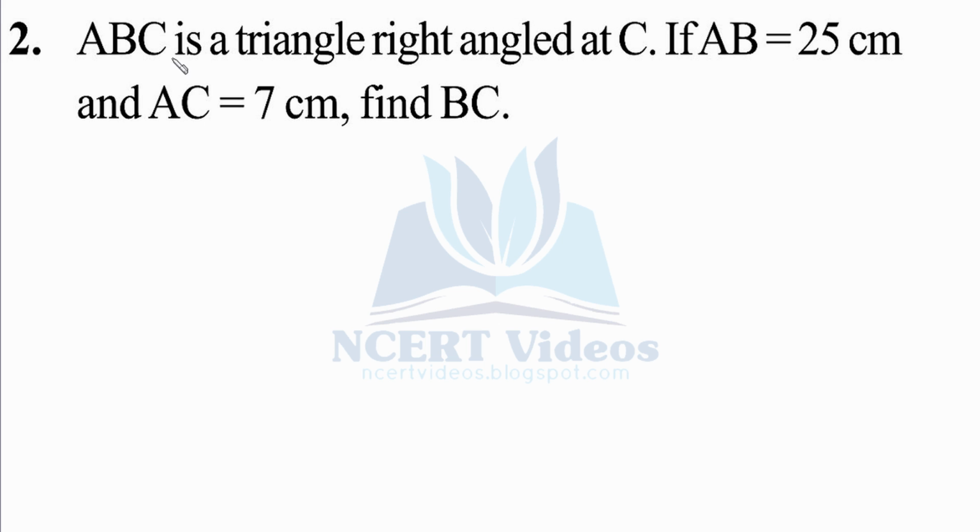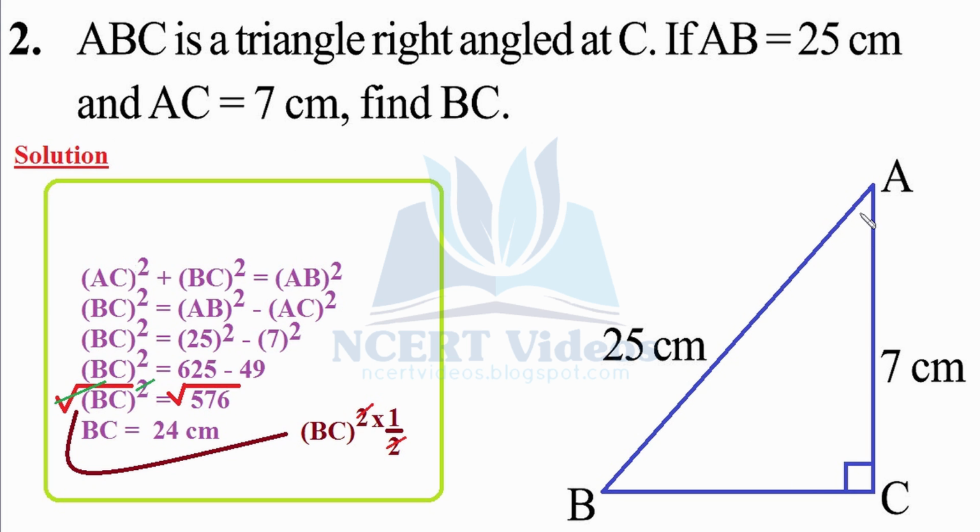Question 2. ABC is a triangle right angled at C. If AB equals 25 cm and AC equals 7 cm, find BC. According to the question, this is your figure. So it is a right angle triangle, right angled at C. That was given in this question. AB measures 25 cm. That is your hypotenuse, because opposite to this right angle is your hypotenuse. And AC is given to you, that is 7 cm.